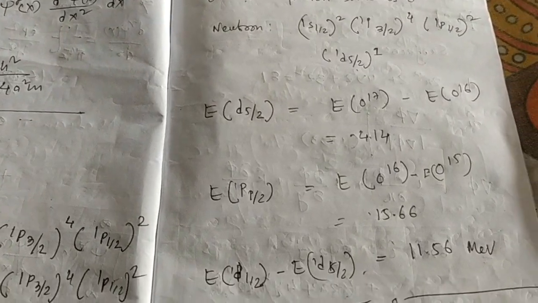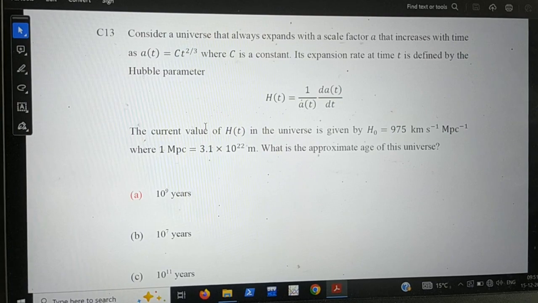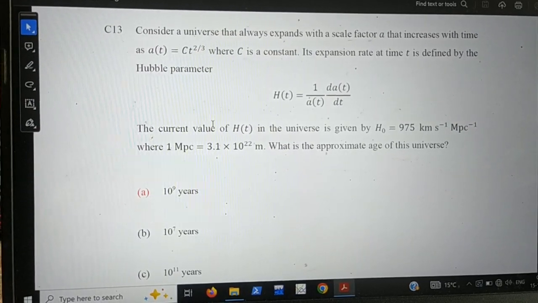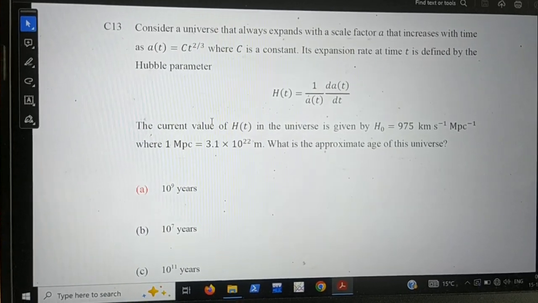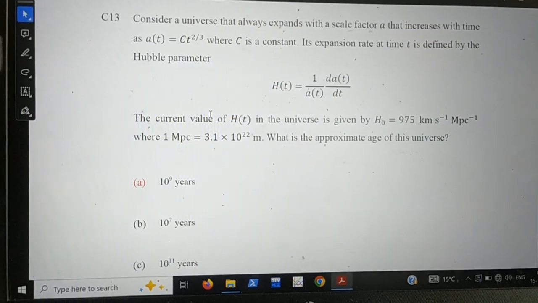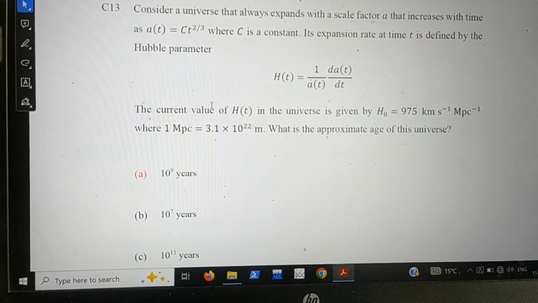Consider the universe is always expanding with a scale factor a that increases with time as a(t) is proportional to t to the power 2/3, where c is a constant. The expansion rate at time t is defined by the Hubble parameter. The current value of the Hubble parameter is given, and what is the approximate age of the universe?